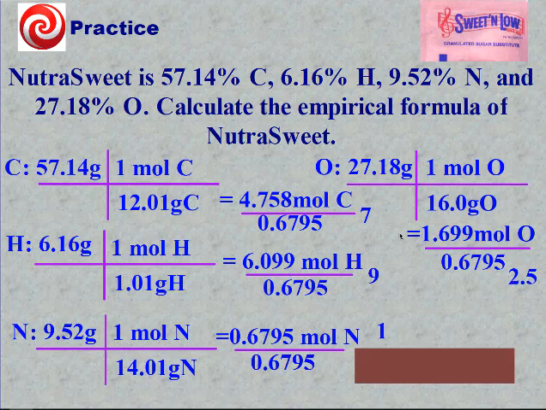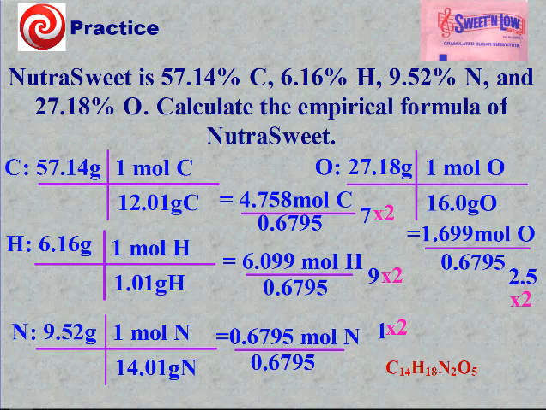So looking at these, 3 of them came to whole numbers, but 1 of them didn't. So with 0.5, we're going to need to multiply all of them by 2. And let's make that a different color just so you can see it a little bit better. So we're going to multiply each one by 2. So finally, our formula, we should have 14 carbons, 18 hydrogens, 2 nitrogens, and 5 oxygens. And so that's our empirical formula for NutraSweet.